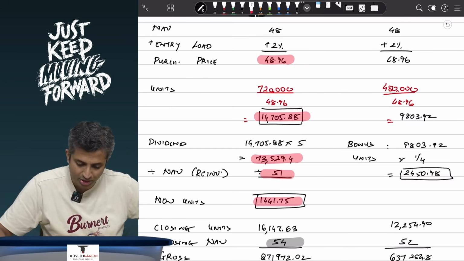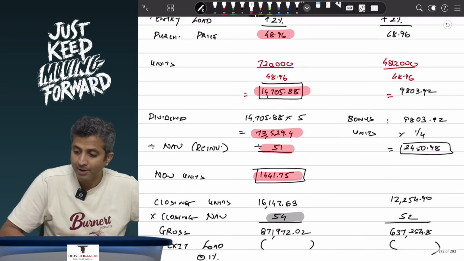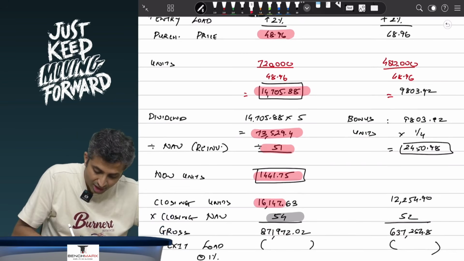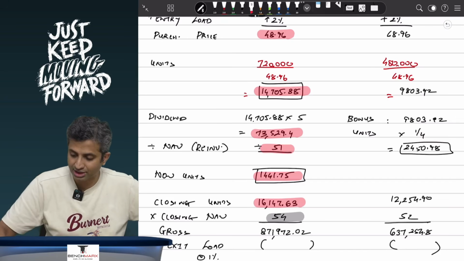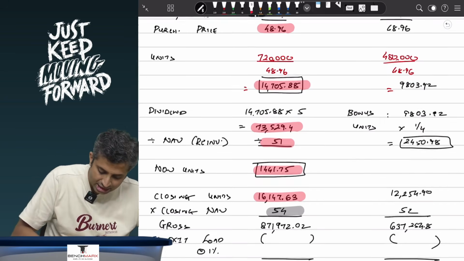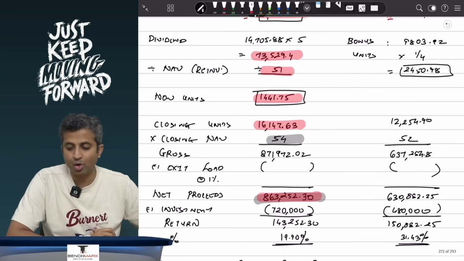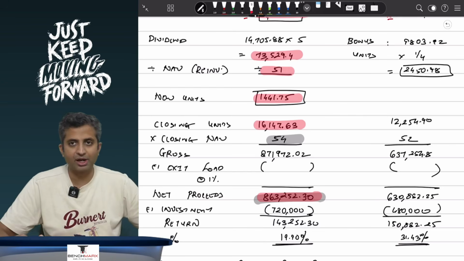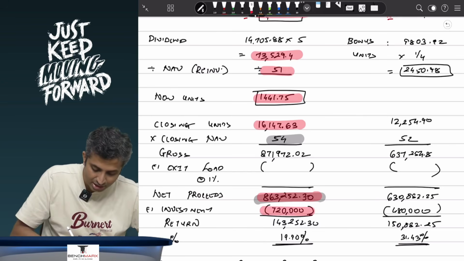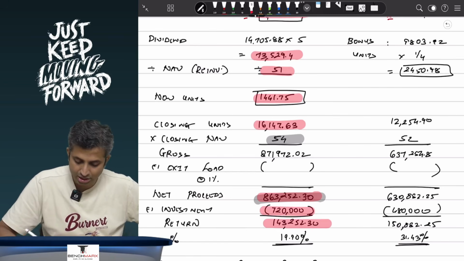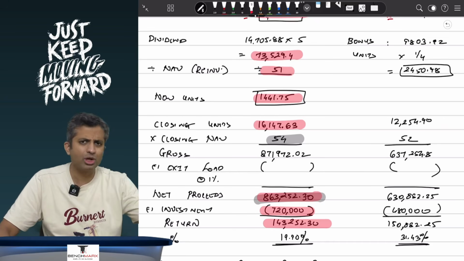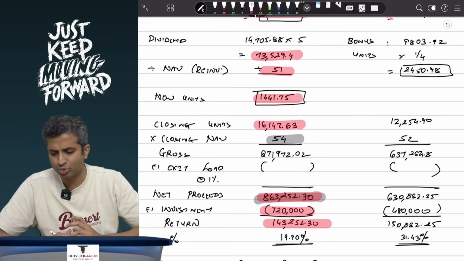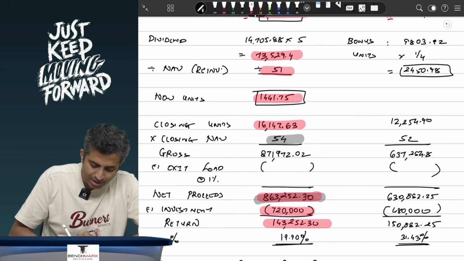So your total units will be 14,705.88 plus 1441.75. Your total units is 16,147.63. Now this is into 54, but this will be your gross proceeds minus there's a 1% exit load, so minus 1%, and you get 8,63,252 point something. And if I compare it with my initial investment of 7,20,000, there's a return of 1,43,252 divided by 7,20,000 of investment, and the holding period and the annual return is the same because your holding period is 1 year, so that is around 19.9% will be your return.